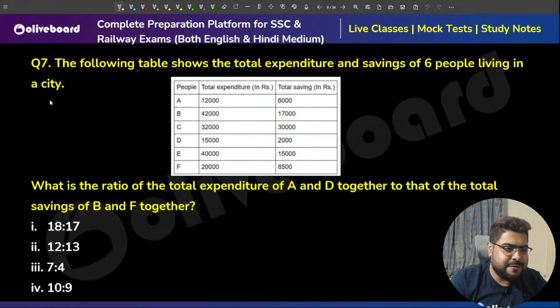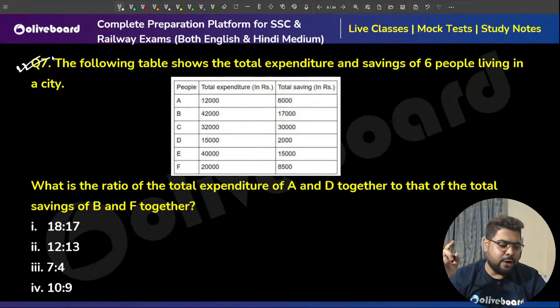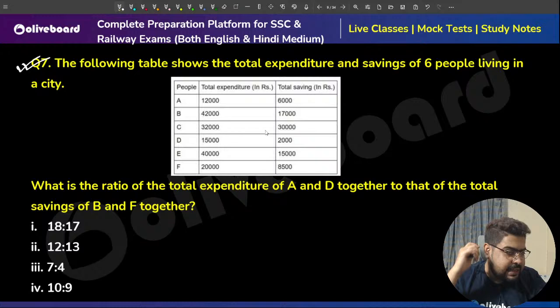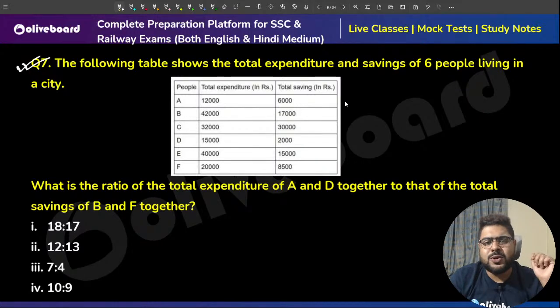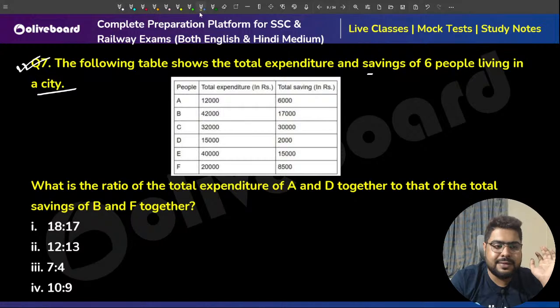Moving on, sir. Sir, it's a very, very simple question. Again, I guess you guys can see this now. You guys can see this question. Hopefully, sir. So the following table shows total expenditure and savings of 6 people living in a city. What is the ratio of total expenditure of A and D together?